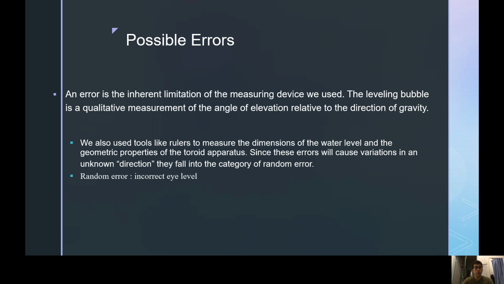Possible errors in this experiment include the inherent limitation of the measuring devices we use. The leveling bubble is a qualitative measurement of the angle of elevation relative to the direction of gravity. We also use tools like a ruler to measure the dimensions of the water level and the geometric properties of the toroid apparatus. Since these errors will cause variations in an unknown direction, they fall in the category of random error, and another type of random error is incorrect eye level when taking measurements.